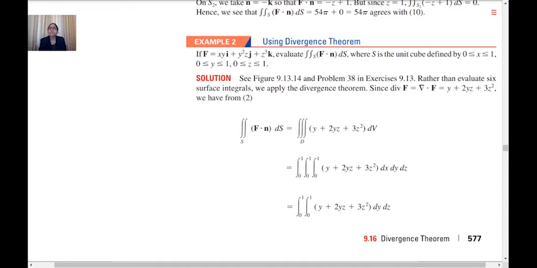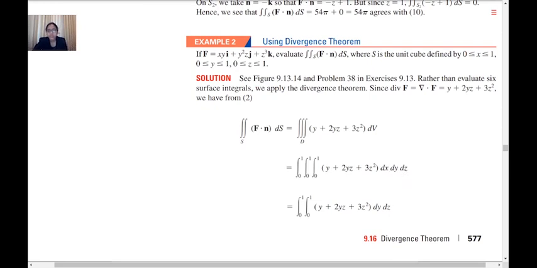So the double integral over S of F dot n dS will be the triple integral over D of y plus 2yz plus 3z square into dV. Here, since the variation of x, y and z is directly given to us, it will be simple if we just evaluate it like that. So we don't have to convert it into polar, cylindrical or spherical coordinates. So everything varies from 0 to 1, 0 to 1, 0 to 1, of y plus 2yz plus 3z square into dx dy dz.